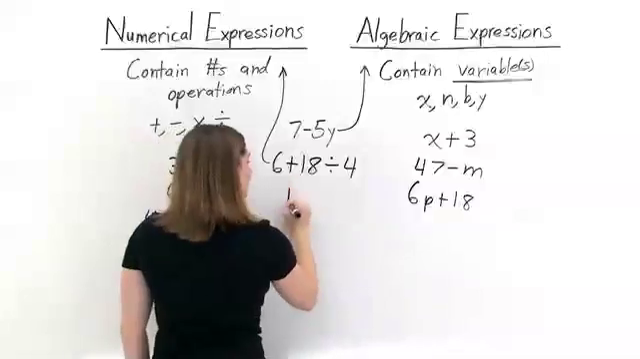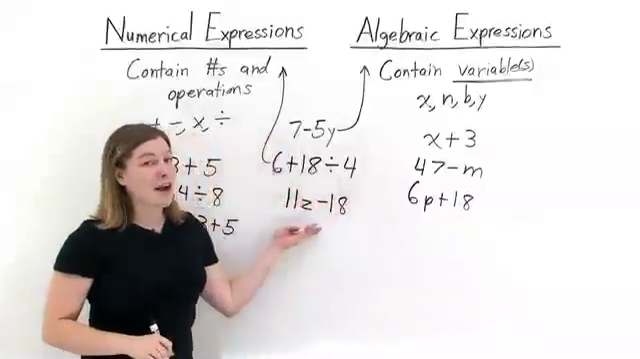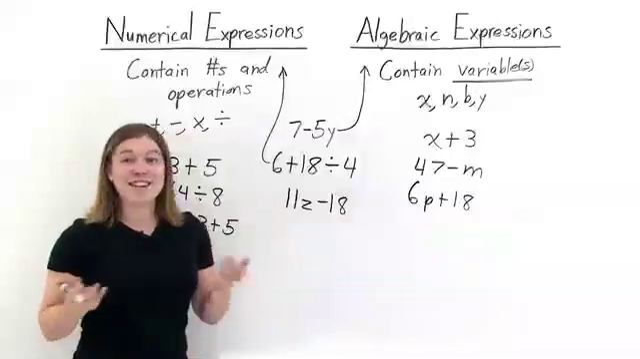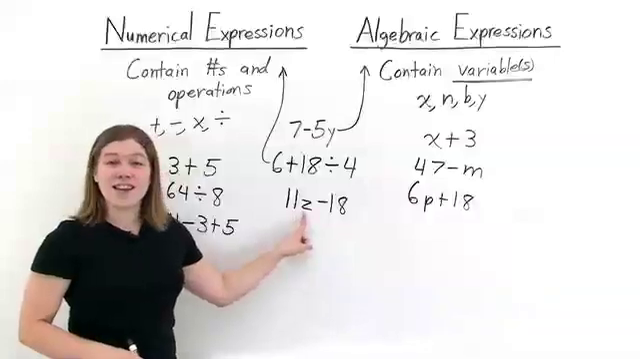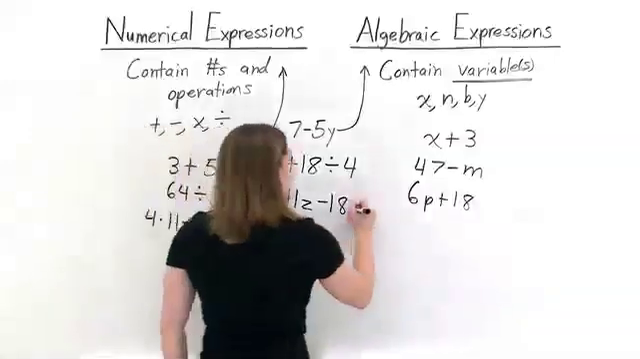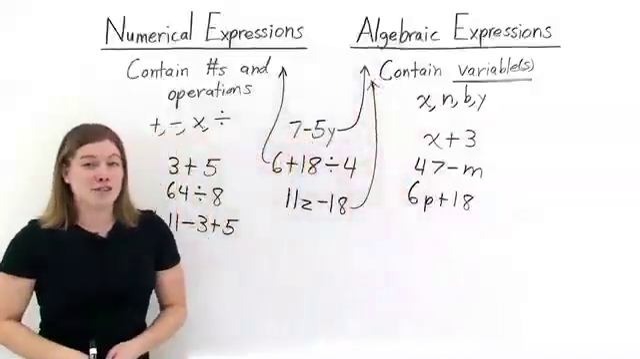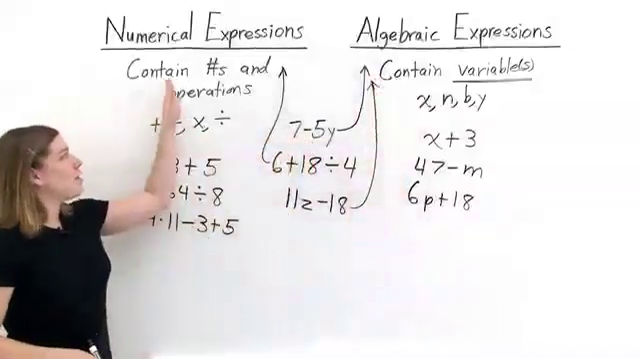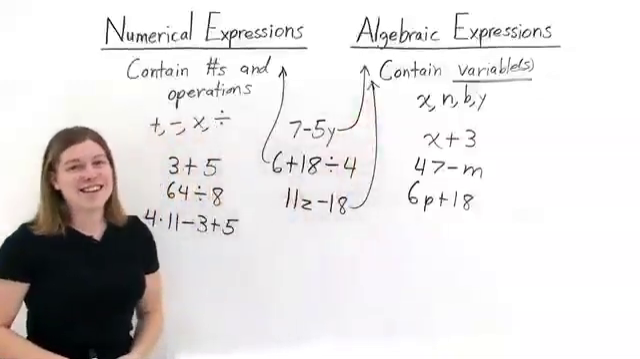Last one. 11z minus 18. Numerical or algebraic? Well, does it contain a variable? Yes, it does. It contains a z. Since it has a variable, it must be an algebraic expression. So now we know the difference. Numerical expressions contain numbers and operations. Algebraic expressions contain variables.